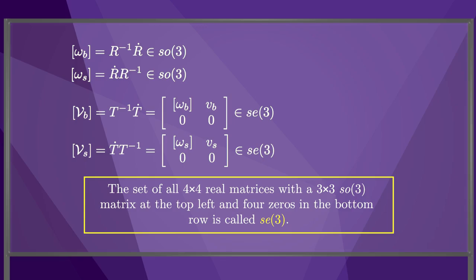Little se3 gets its name from its relationship with big SE3. The top left 3 by 3 submatrix is the skew-symmetric matrix representation of the angular velocity, as we've seen before. And the top right 3 by 1 vector is the linear velocity of a point at the origin of the frame, expressed in that frame. The bottom row is 4 zeros.